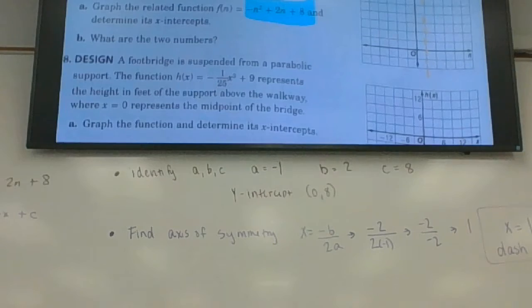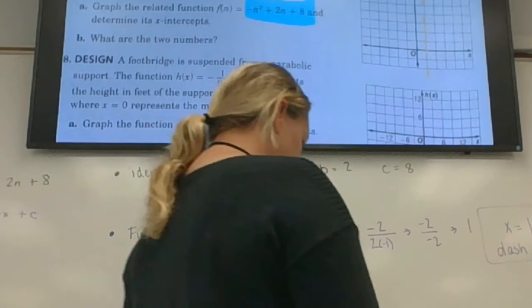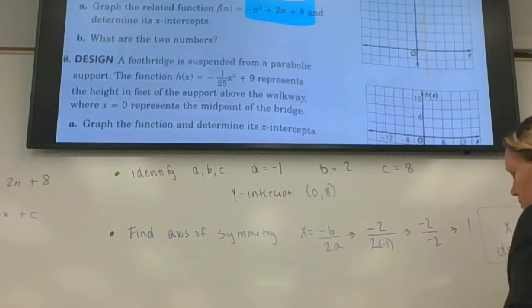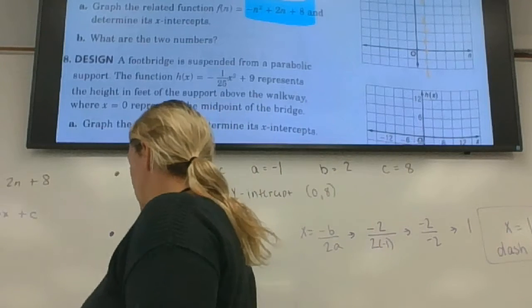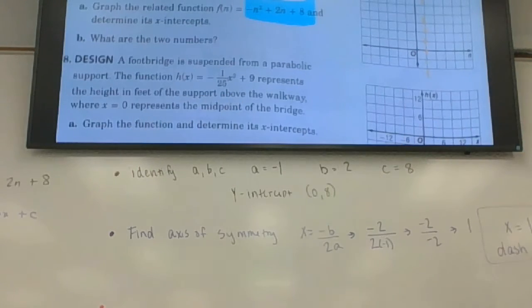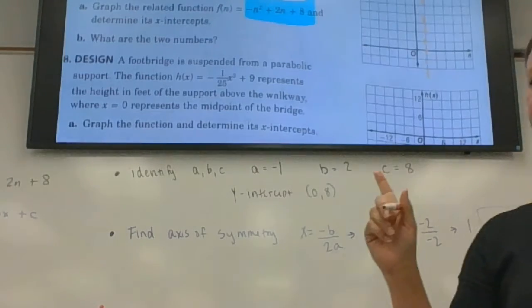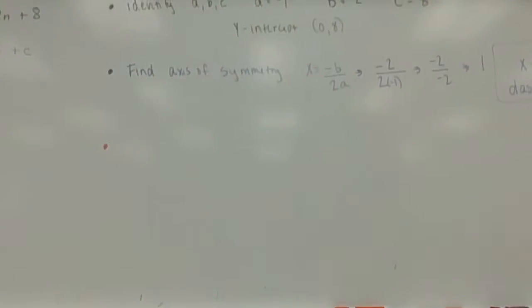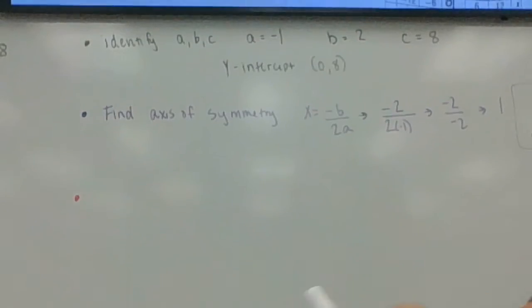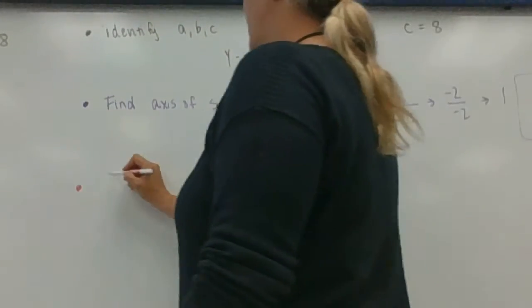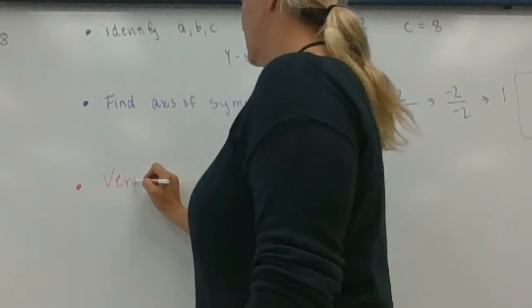Dash line. We're done. All right, what's our next move, Alicia? One more. I didn't do one thing yet. Oh yeah, the table. The vertex. You gotta find the vertex.